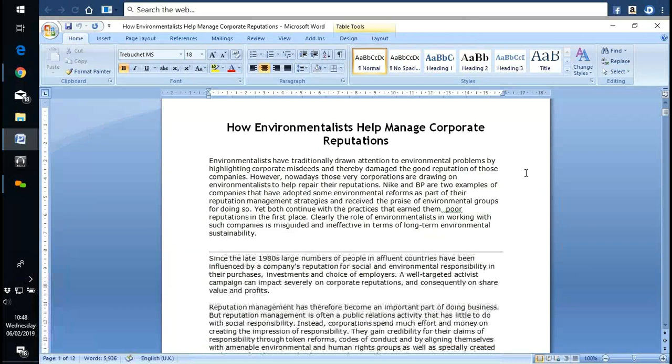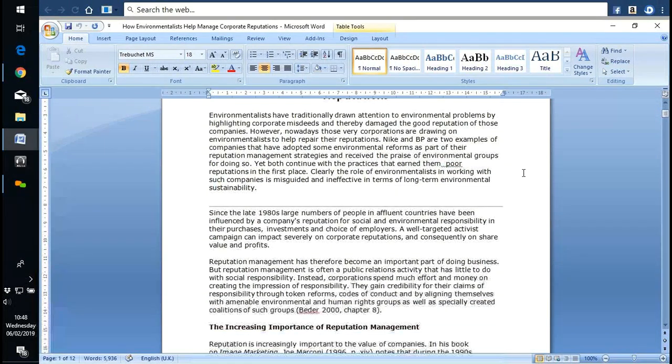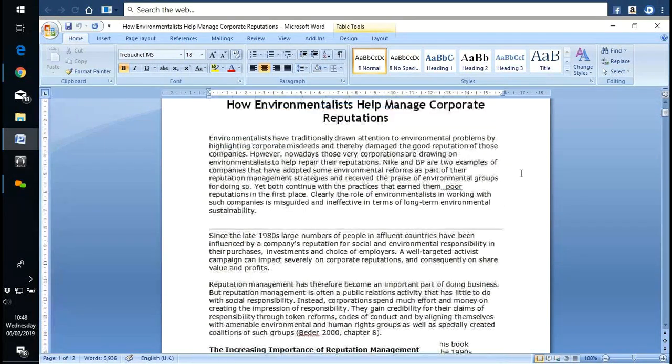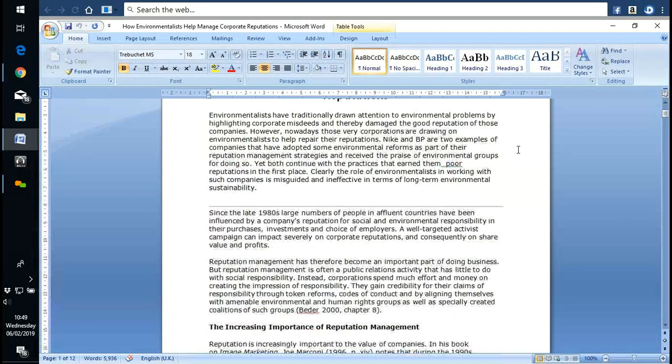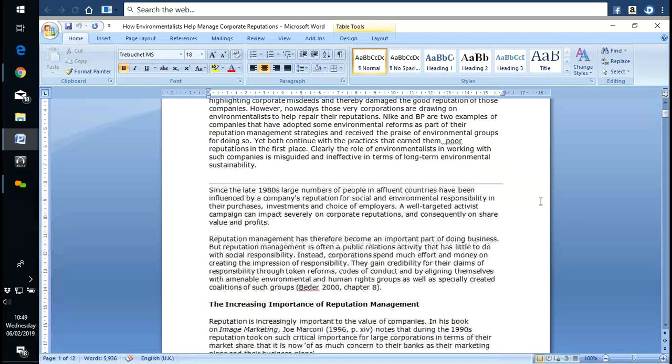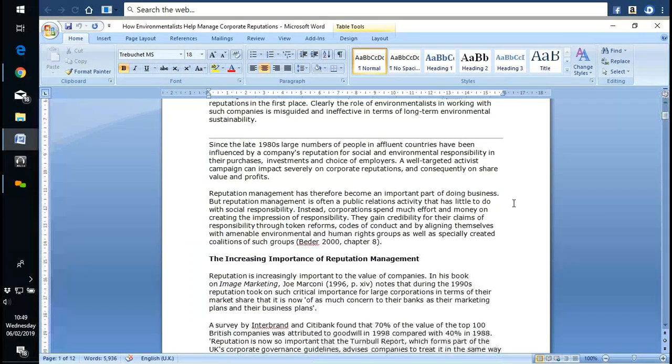How environmentalists help manage corporate reputations. And again, you can read through this piece at your leisure, but basically it's looking at how environmentalists, Greenpeace and people like that have had a big effect on corporations by basically harassing them into doing something about things they should have been doing obviously on their own. But again, since the late 80s, large numbers of people in affluent countries have been influenced by a company's reputation for social and environmental responsibility in their purchases. And this is where the difference is made.